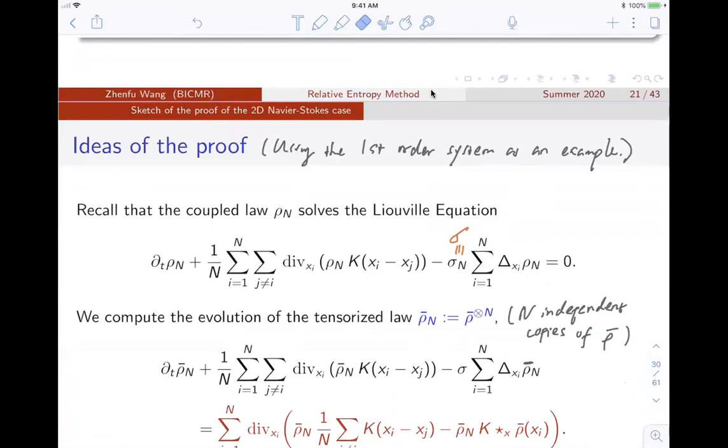I just want to give you a complete proof for this case, for the 2D Navier-Stokes or 2D Euler. This is the title of the section, which means the interaction kernel is singular, but the singularity is not very strong. The singularity is in the order of 1 over x. This is called the Biot-Savart law.